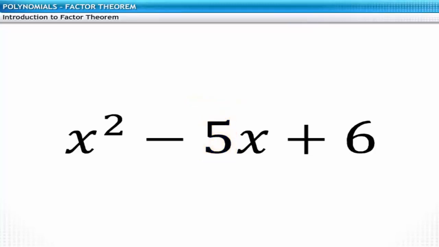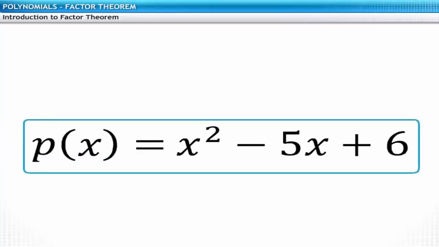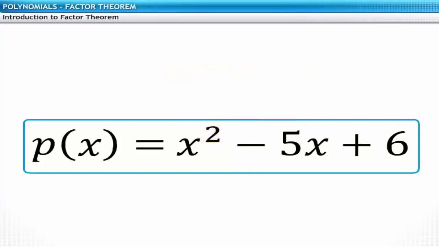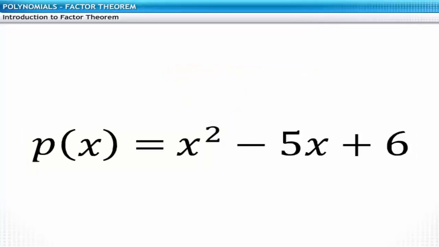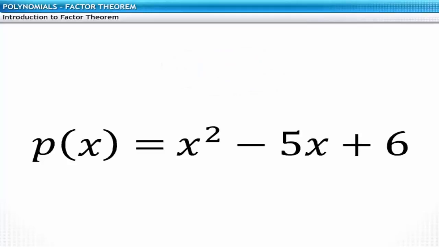The variable of this polynomial is x. Hence, it can be represented as p of x, which is the general form of representing polynomials. In this polynomial, the highest degree of x is 2. Thus, this is a quadratic polynomial. Now, let's factorize this polynomial. Here, we will write the polynomial in the form of this algebraic identity.